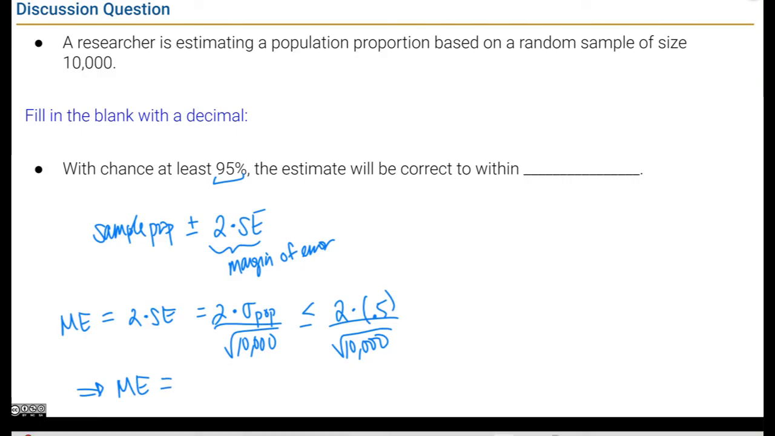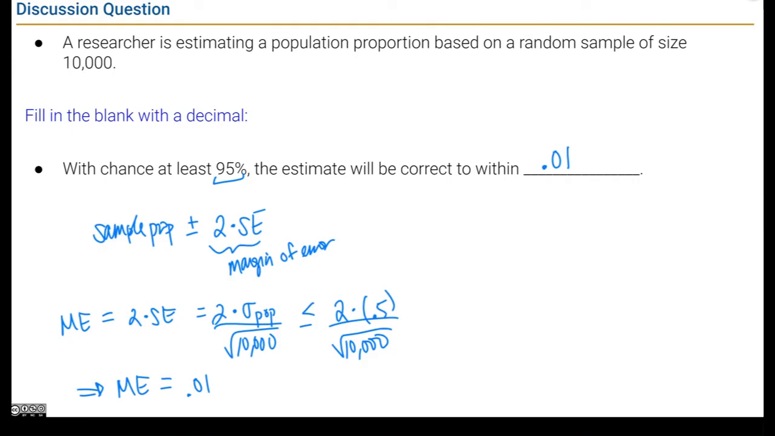And this tells me that my margin of error is 1 out of 100. And so I know this will be correct to at least within 0.01. It might be correct to even smaller amounts, especially if this is smaller. So again, we'll just say margin of error less than or equal to 0.01.